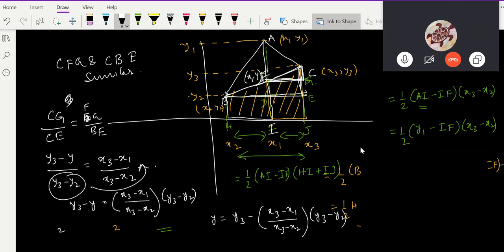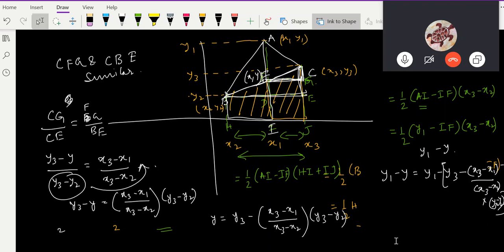So now I will put the value of Y in this. So this is Y1 minus Y, right? So Y1 minus Y is equal to Y1 minus Y3, and in place of Y, I am writing Y3 minus X3 minus X1 by X3 minus X2 into Y3 minus Y2, right?